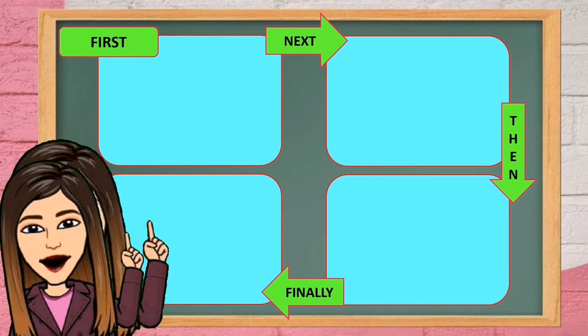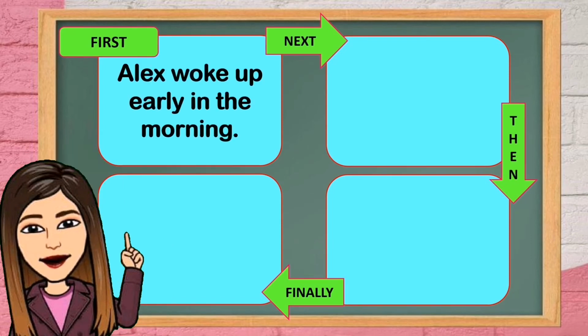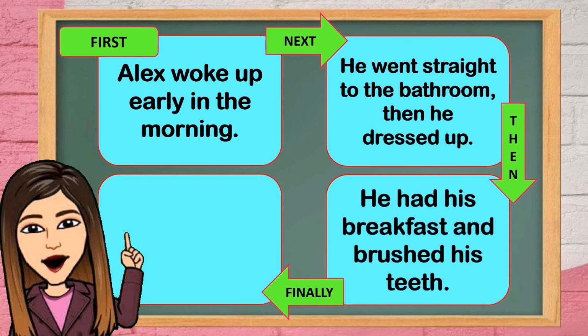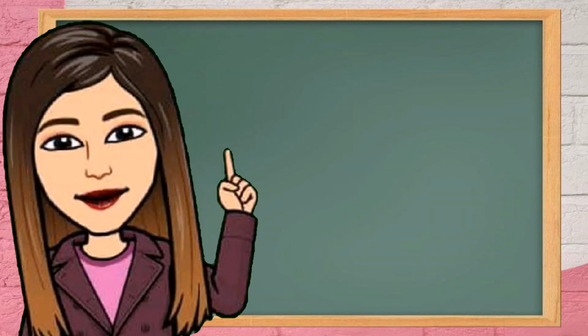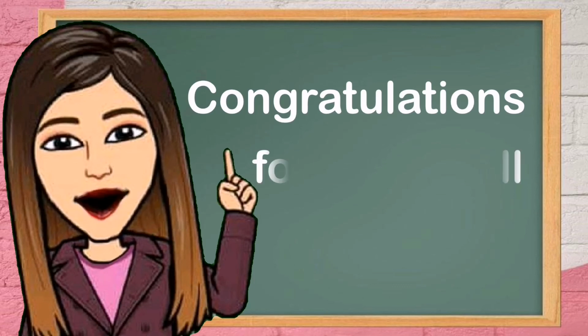So let's check your answers. First to happen is Alex woke up early in the morning. Next, he went straight to the bathroom, then he dressed up. Then, he had his breakfast and brushed his teeth. And finally, he packed his things and went to school. Did you get the correct answer? Congratulations for a job well done!